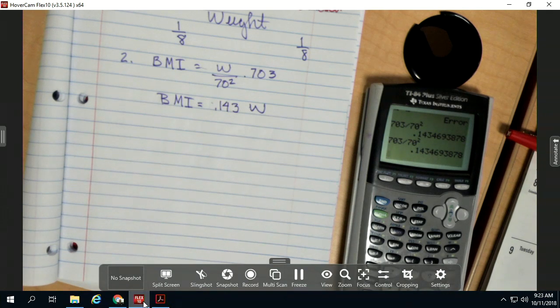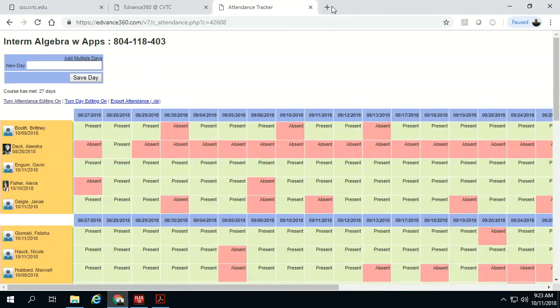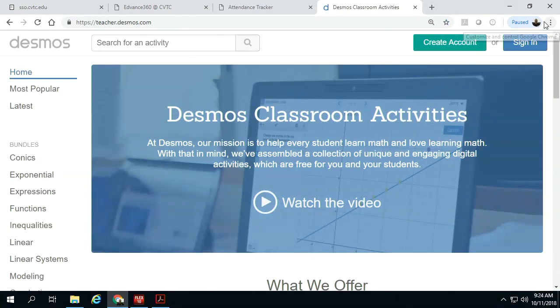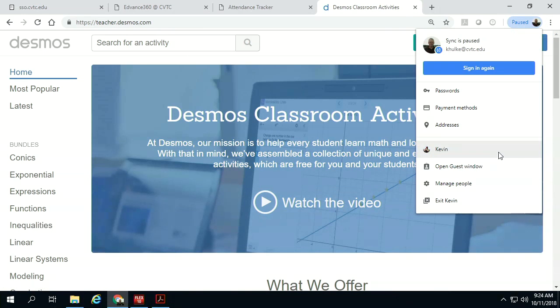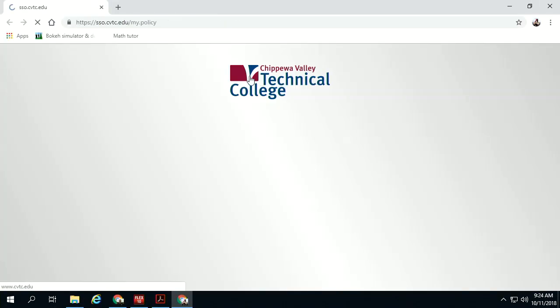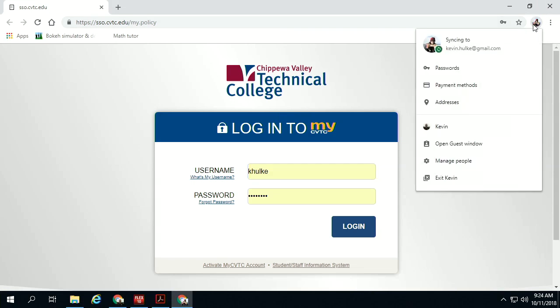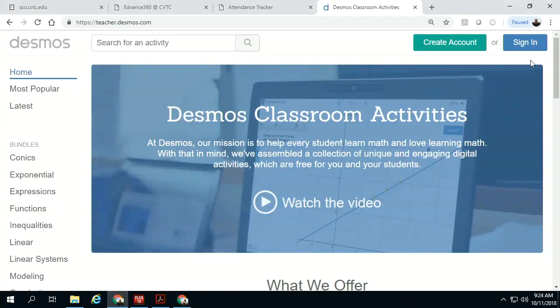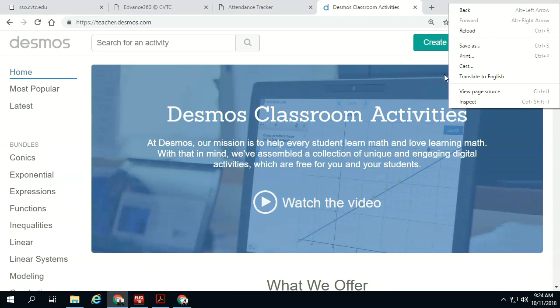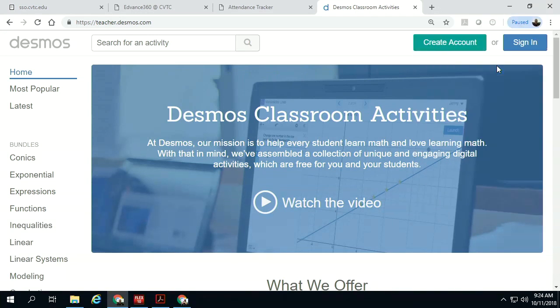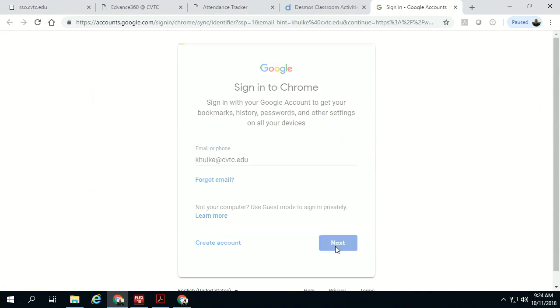In Desmos, for instance, nope, that's not it. Sign in again. Okay, now I got it.